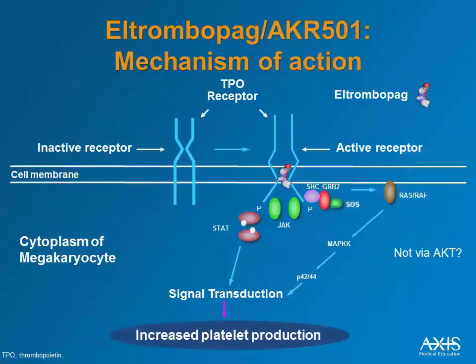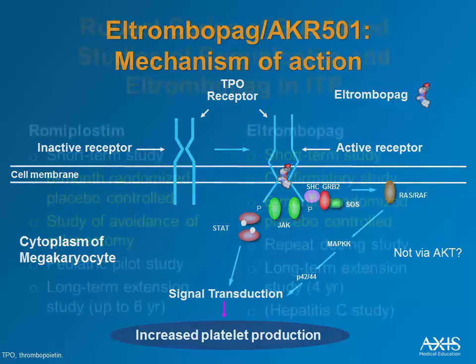Here the situation looks similar, but when eltrombopag binds to the receptor, it appears to bind in the transmembrane domain. There's a histidine-lysine polymorphism that determines whether or not eltrombopag can bind. And it's believed that it signals the same way, and while there have been questions about the AKT pathway, it seems to signal through that pathway as well.